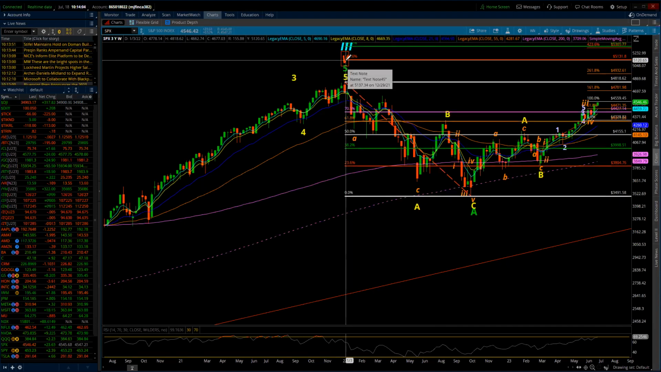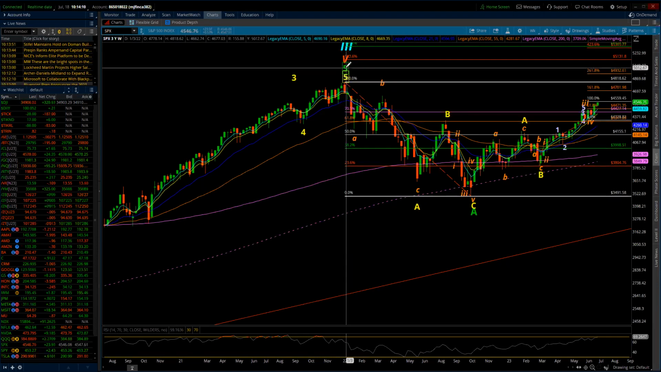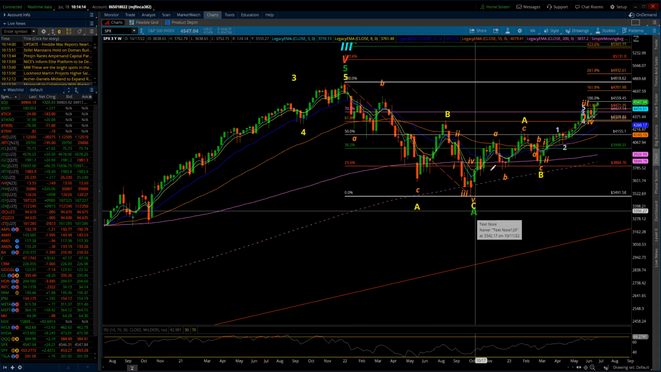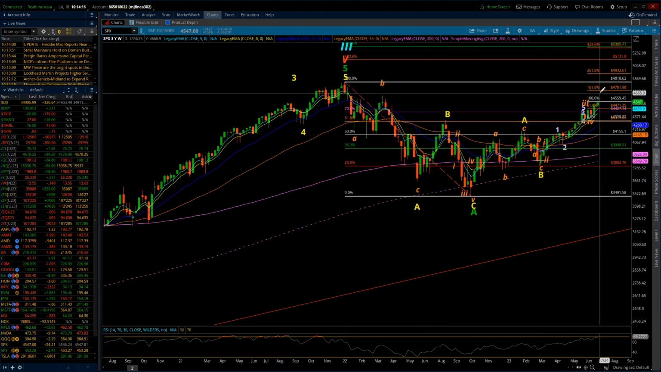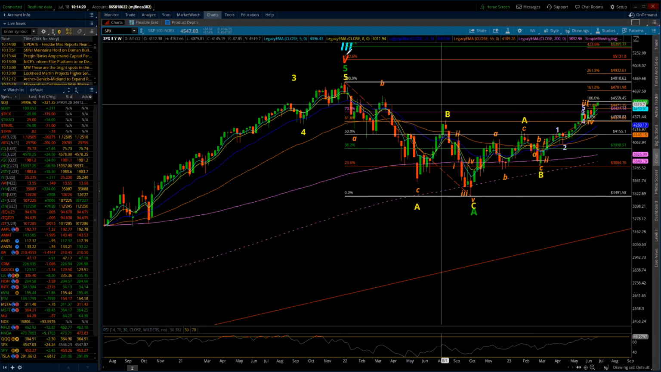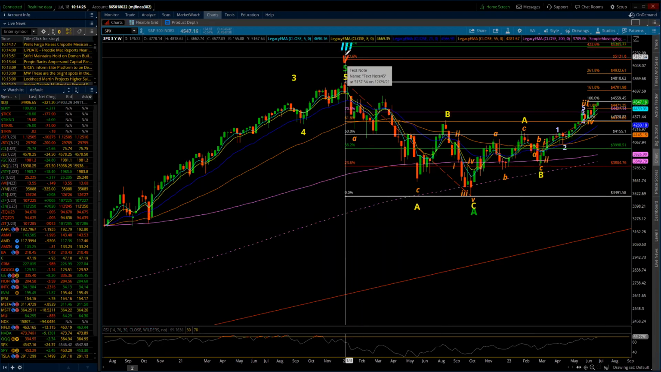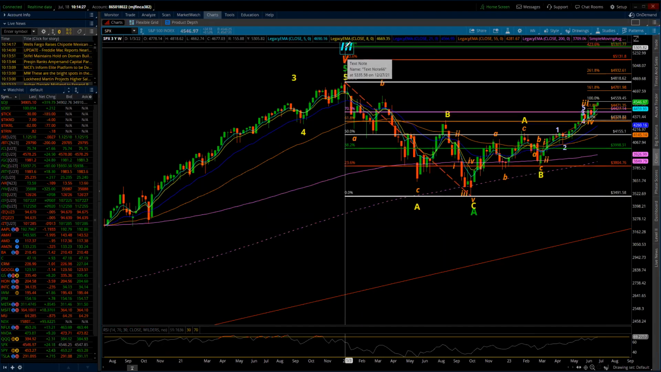And then what's going to be in that cycle A, because they're going to be labeled ABC? Well, in cycle wave A is going to be a primary degree ABC. There we have the A. We're working on finishing up the B. So we haven't even really completed the first larger leg of this longer-term correction.